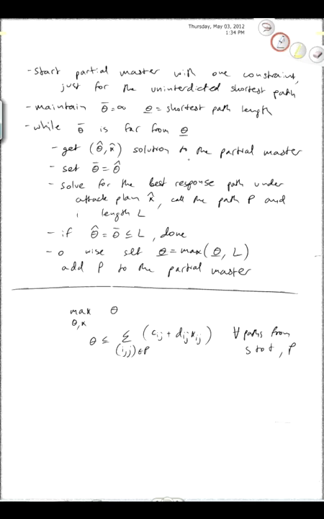So then the loop proceeds as follows. We're going to go in and solve the partial master, and that's going to get us a solution theta hat, x hat. And the theta hat that we get out of the partial master gives us an upper bound to the optimal function value of the full master, because the partial master is a relaxation of the full master. And so whatever solution that we get out of the partial master must be an upper bound to the full master.